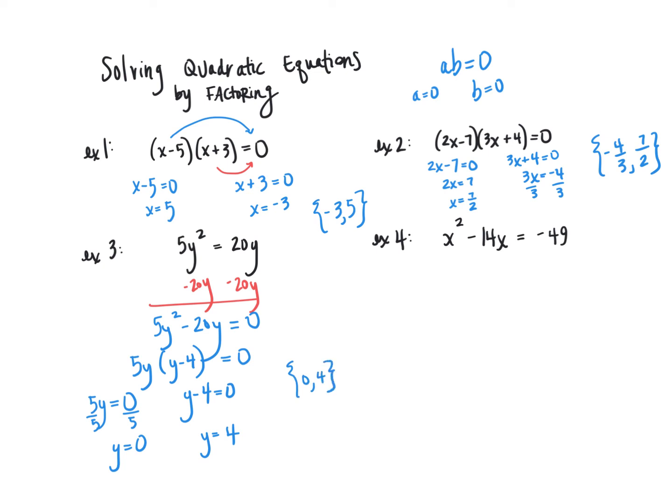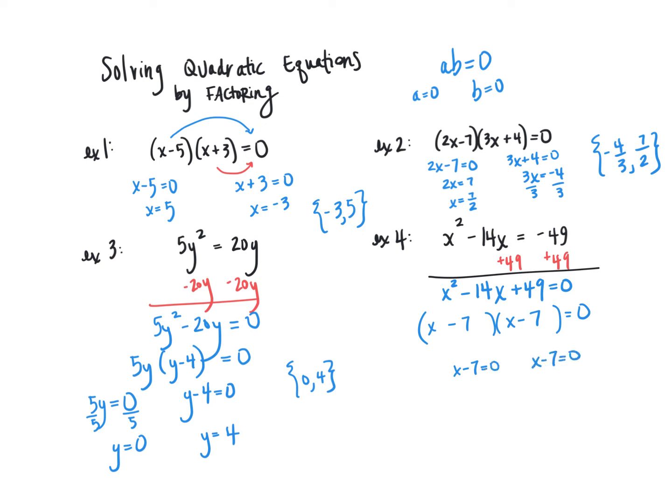And the last one, notice I would just add that 49. You do want to make sure that your trinomial or your binomial, whatever you're dealing with, is in descending order. So I've got x squared minus 14x plus 49 equals 0. Ask yourself what multiplies to give you 49 and adds to give you -14. And you should get x minus 7 times x minus 7. This is what I call a double solution. So we could set both of those equal to 0, but you're going to get the same solution, and our solution is 7.